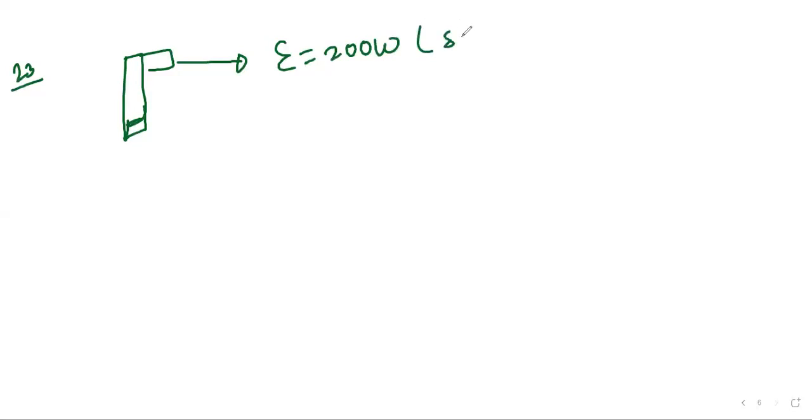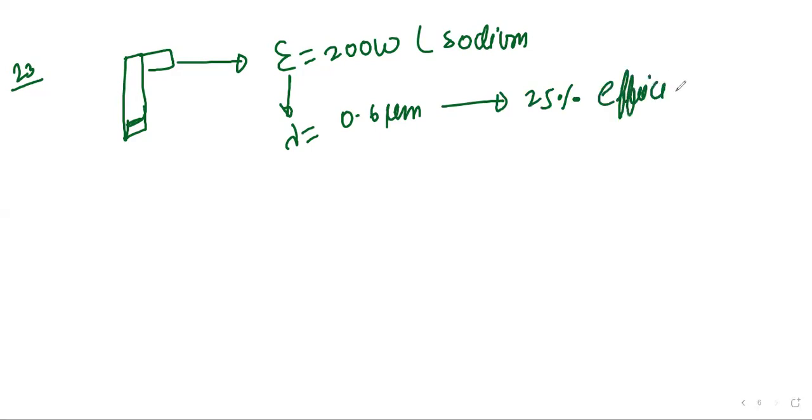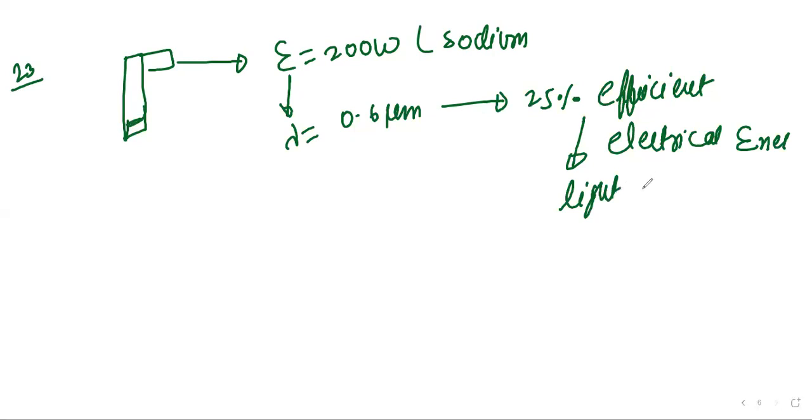Now look at the next question, 23, asked in 2012. A 200 watt sodium street lamp emits yellow light of wavelength 0.6 micrometer. So this is the street light, and its power is given as 200 watt, made of sodium. Assuming it to be 25% efficient in converting electrical energy into light. It is consuming electrical energy and converting it into light, so transfer of energy is happening.